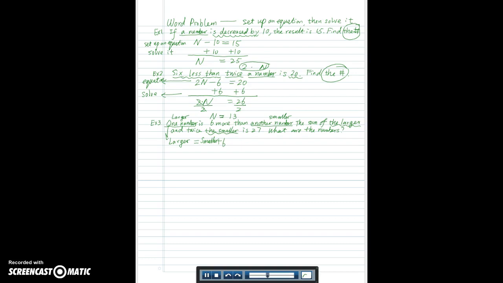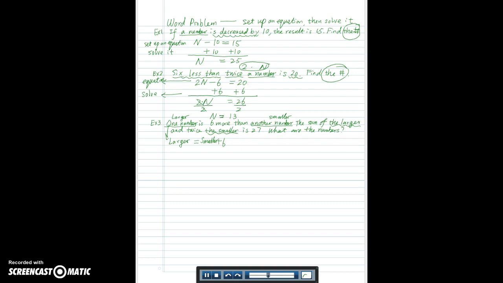But this is different from example 1 and 2 because in this case, we have larger and smaller, both unknown in the equation. And we cannot solve it if there are 2 unknowns but only one equation. So you can look at example 1 and 2.